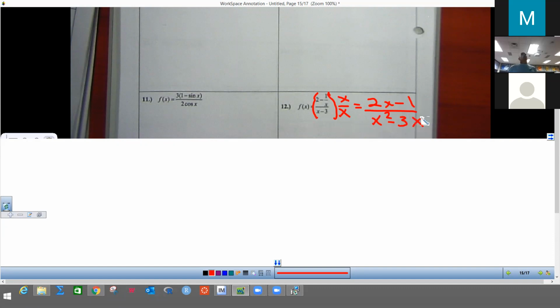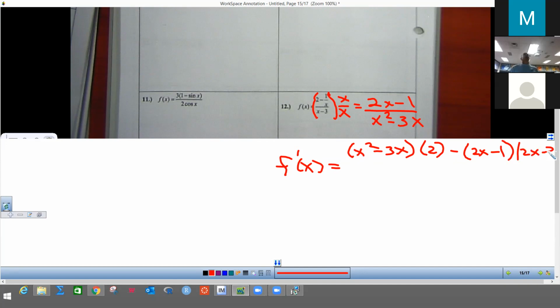And now I can do a regular quotient rule with that. So when I do this quotient rule, I do bottom times derivative of the top minus the top times derivative of the bottom. And because of time, I'm not going to simplify all this. And maybe I should. Yep, I am going to, sorry. So this is x squared minus 3x.